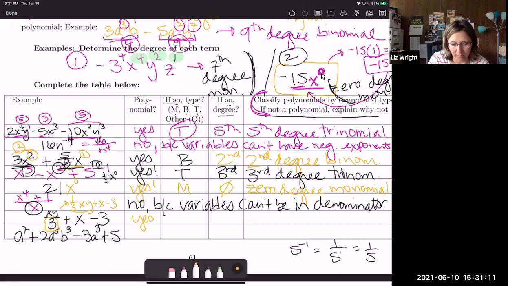We've got 1, 2, 3. So it's a trinomial. What's the degree? Well, here on this one, we've got x to the first and y to the first. So that's a second degree term. Here's just x to the first, so that's a first degree term. And -3, that's a 0 degree term. So our highest degree is 2. So it's going to be a second degree trinomial.